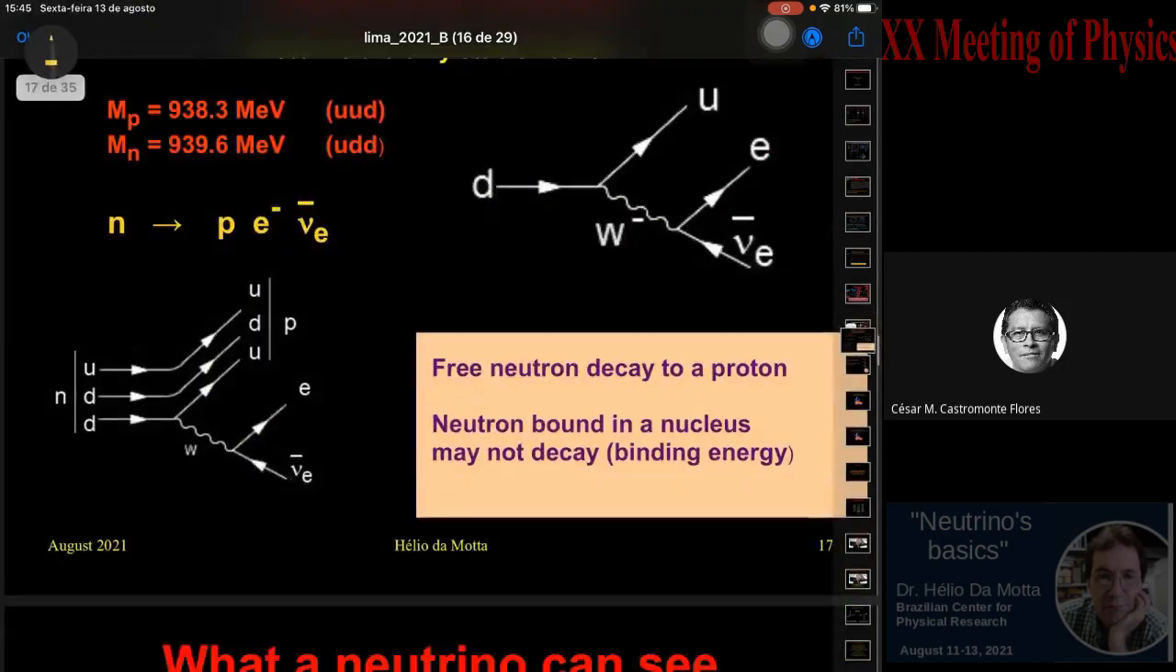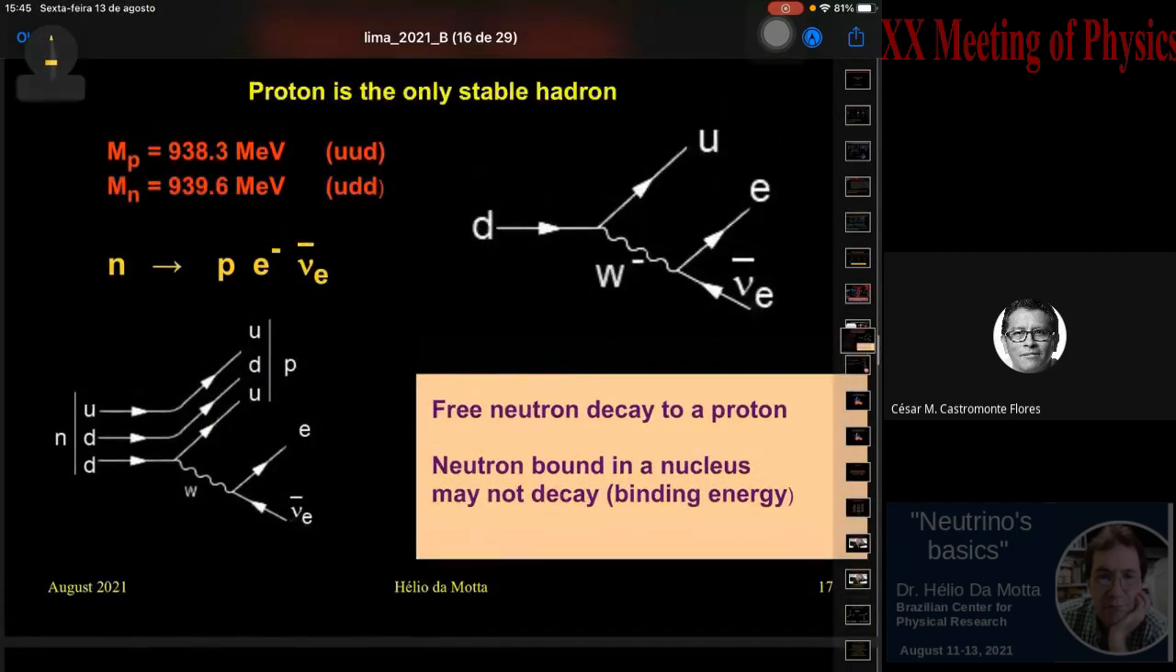So let's see here how things work. See, the mass of a proton is about 938.3 MeV. And the mass of a neutron, so it's almost the same, but it's bigger. So the mass of the neutron is bigger than the mass of the proton. Basically, it means it has more energy in a neutron than in a proton. A little bit more, not much.